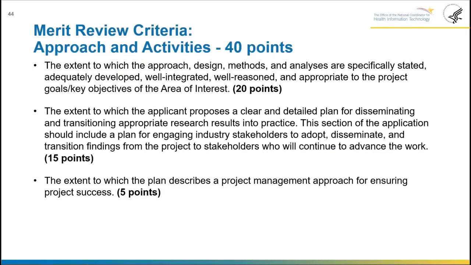The criteria that will be used to assess the approach and activities includes the following. The extent to which the approach, design, methods, and analyses are specifically stated, adequately developed, well integrated, well-reasoned, and appropriate to the project goals and key objectives of the area of interest, which is 20 points. The extent to which the applicant proposes a clear and detailed plan for disseminating and transitioning appropriate research results into practice. This section of the application should include a plan for engaging industry stakeholders to adopt, disseminate, and transition findings from the project to stakeholders who will continue to advance the work. That's 15 points. The extent to which the plan describes a project management approach for ensuring project success for 5 points.